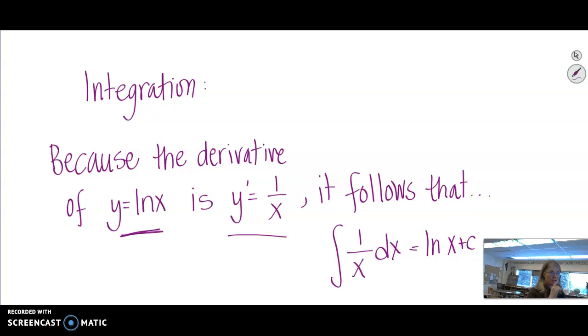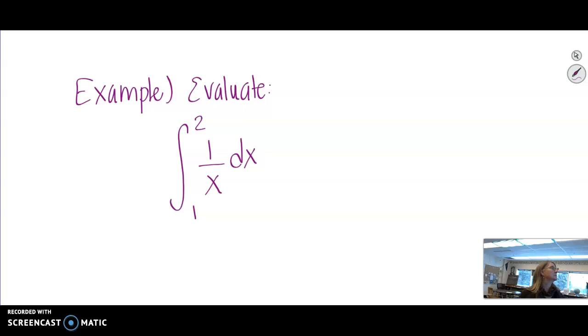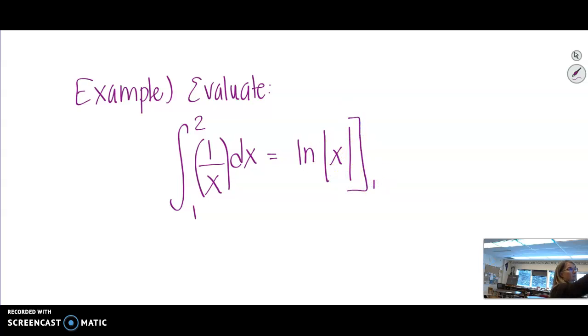Now there's one little caveat here. We can only take the natural log of positive values, so we are going to put in absolute value bars around that x so that we can take the natural log of whatever result that we have. Okay, so let's do some examples here. So this is a definite integral, and the integrand is 1 over x. So it's going to be ln of the absolute value of x, and we're going to integrate that from 1 to 2.